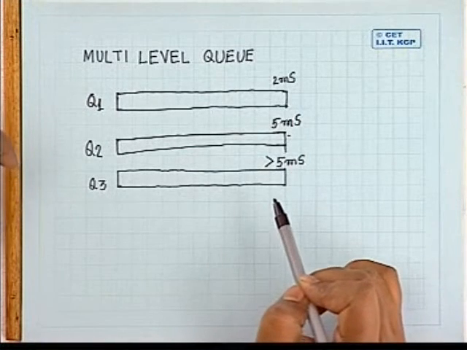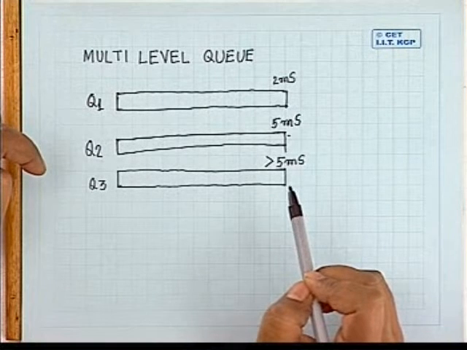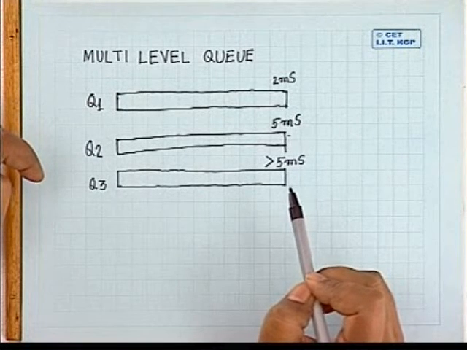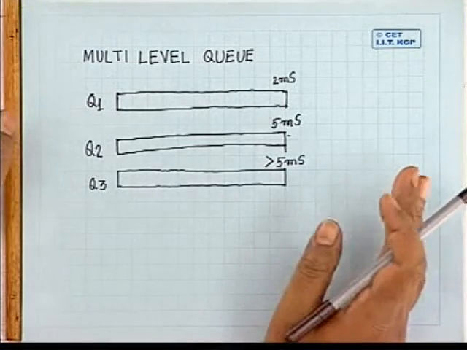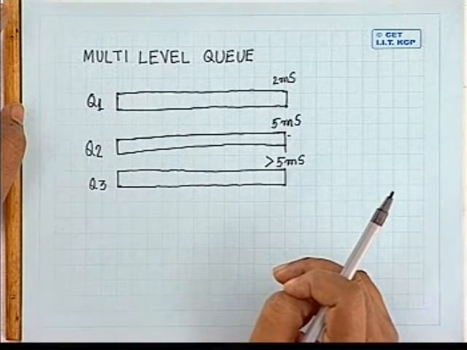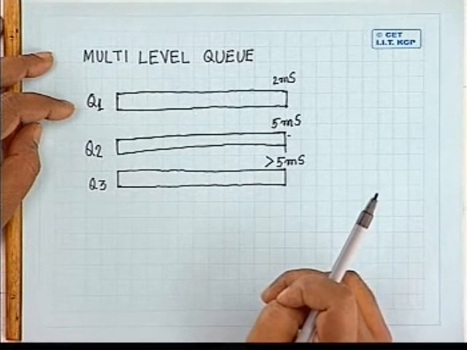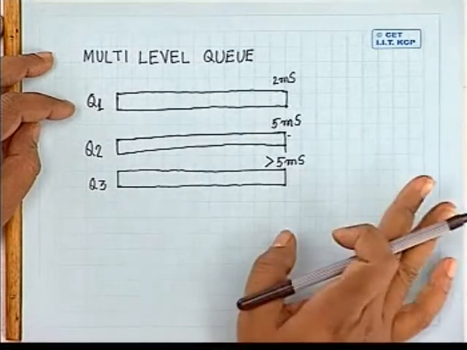But there is a disadvantage. It does not take care of the dynamic nature of the job. For example, a job initially may take CPU bursts of greater than 5 milliseconds, that means the job is CPU bound. But after some time, maybe the job becomes IO bound. That means the CPU time requirement of the job will be less.